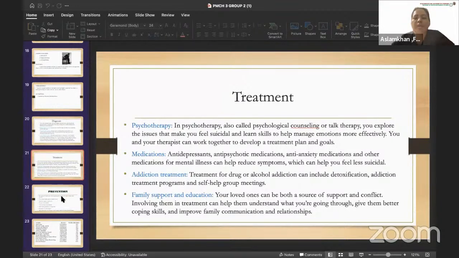So we are aware of the conventional treatments for suicidal tendencies, such as psychotherapy, medications such as antidepressants, addiction treatment, as well as family support and education. But have you thought about how the pandemic, COVID-19, can lead to suicidal ideation? Causes such as social restriction, feelings of loneliness, and domestic violence can also fuel the tendency to commit suicide. That brings me to my final slide, prevention.